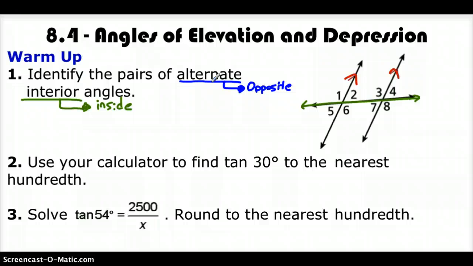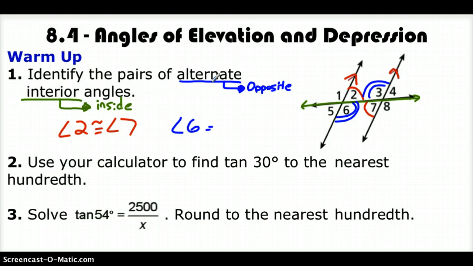It looks like angle 2 and angle 7 are inside the parallel lines and on opposite sides of the transversal. So I can say that angle 2 is congruent to angle 7. The other pair of alternate interior angles would be angle 6 and angle 3, so angle 6 is congruent to angle 3.